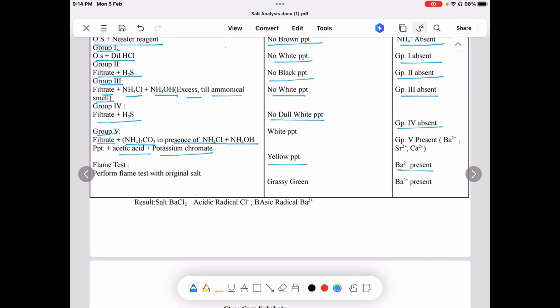Next test is a flame test. Perform flame test with the original salt. If grassy green flame is obtained, then it shows the presence of barium radical in a given salt. So the second last step, result, we write. In result we write salt, which is barium chloride, acidic radical, chloride, basic radical is barium. And in last we write two precautions. Handle the chemical carefully, do not taste the chemical, or you can write do not overheat the chemicals.